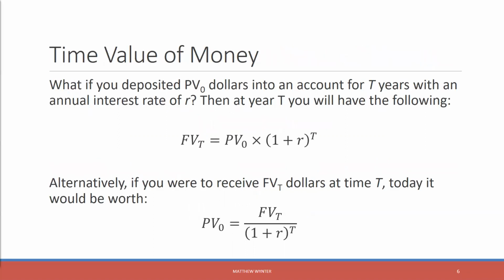More generally, what if you deposited some value, PV0, so some present value today, and held it in your account for T years? More generally, we know that the future value at time T is going to equal the present value today multiplied by 1 plus R, that's our discount rate or our compounding rate, to the power of T. Alternatively, we can always solve for the present value today if we know our future value, our discount rate, and our time periods.